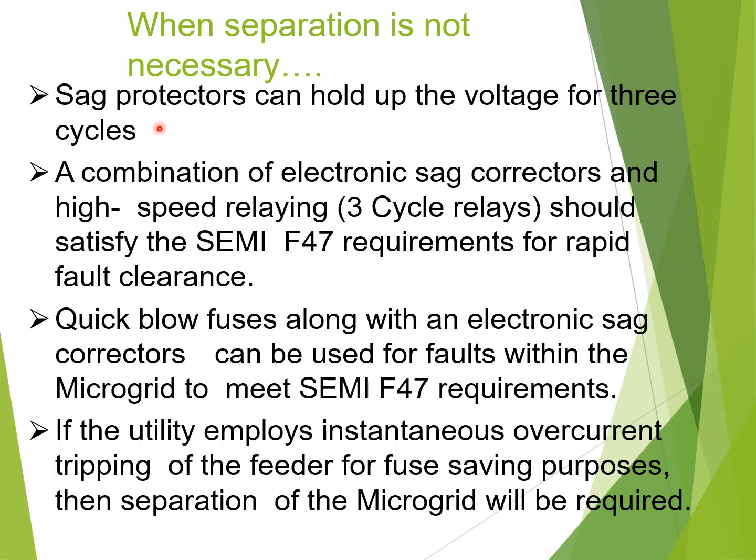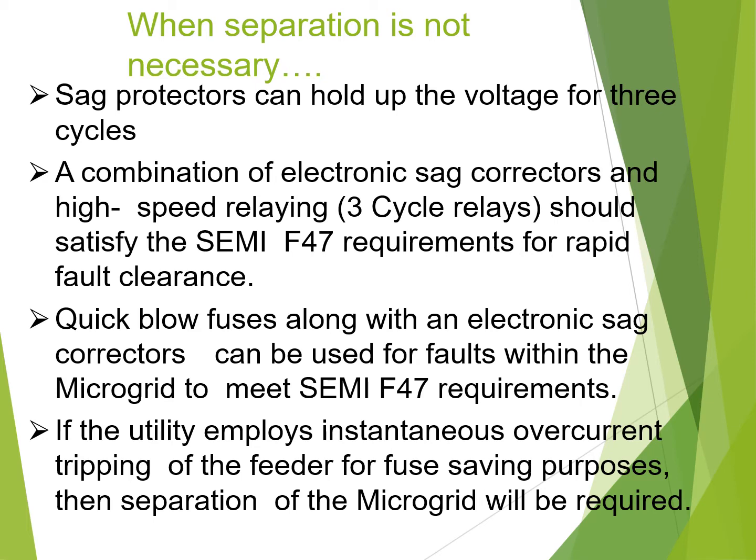We can also make use of the sag protector to hold the voltage up to 3 cycles, and a combination of electronic sag correctors and high speed relaying can satisfy the SEMI F47 requirements for rapid fault clearance. And current limiting fuses along with sag correctors can also be used within the microgrid. And if the utility employs reclosers or current tripping of the feeder for fuse saving purposes, then separation of the microgrid will be required. So all the protective devices should be fast enough to meet the specified fault clearing time.